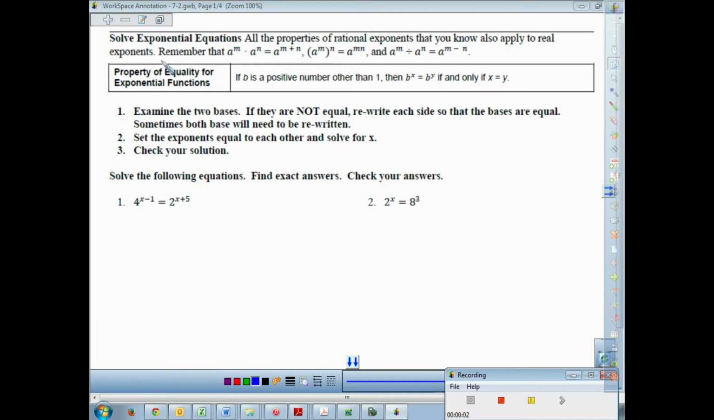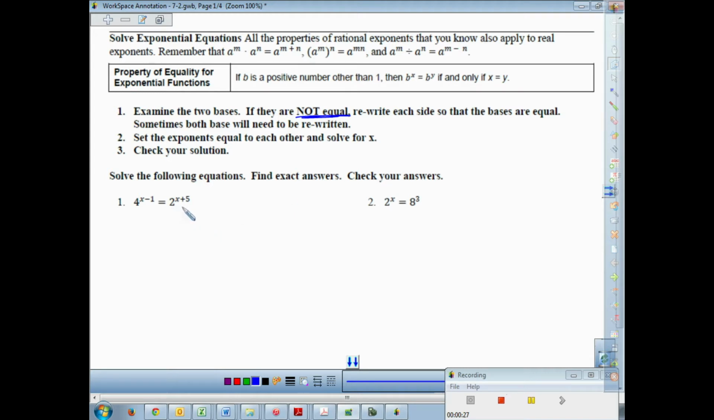So here's our situation. We're going to examine the two bases. If they're not the same, all of our problems today will be possible to rewrite them with the same base. Then we'll set the exponents equal to each other, and then we'll check our answer. So check it out. Over here on the left side, isn't this got a base of 4? Over here on the right side, doesn't this have a base of 2? Not the same base.